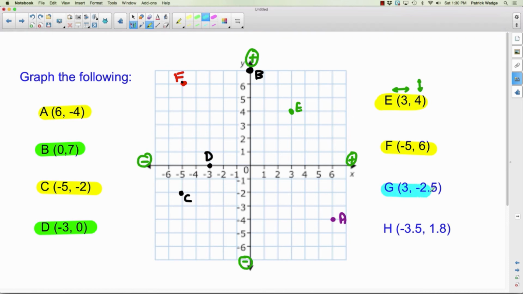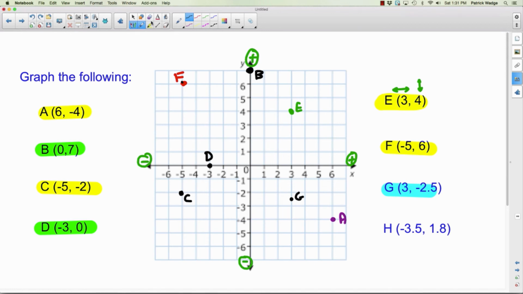So we're going to do G and then H. So G says 3, negative 2.5. So we're going to start at the origin. We're going to go over 3, 1, 2, 3, and then we're going to go down, since it's negative, down 2.5. So over 3, then down 1, 2, and a half takes us right here. It's hard to get exact here, but we can do the best we can. That looks about 3 and negative 2.5.